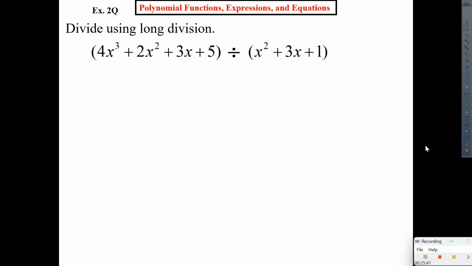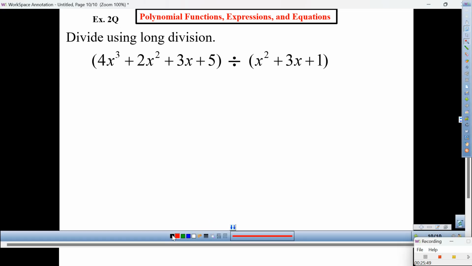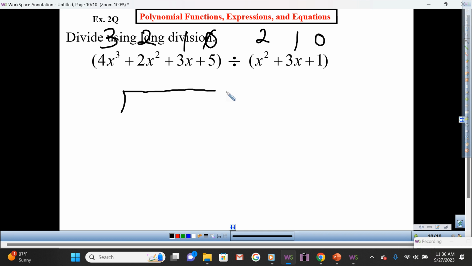All right, get us started, please. What's the first thing I do, Anna? Standard form, so let's see. This is third degree, second degree, first degree, 0 degree. Is it a standard form? Yes. Is there anything missing? No. This is second degree, first degree, 0 degree. Standard form? Yes. Anything missing? No. All right. Therefore, since everything's in order, here we go.